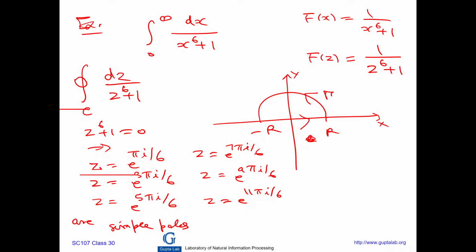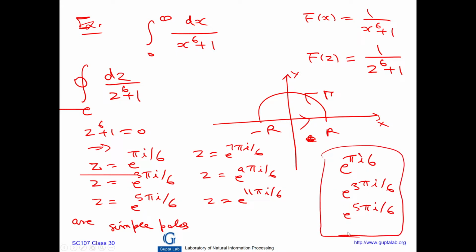So I need to find which lie here. I leave it for you to think why e raised to power pi i by 6, e raised to power 3 pi i by 6 and e raised to power 5 pi i by 6, only these 3, lie within C.